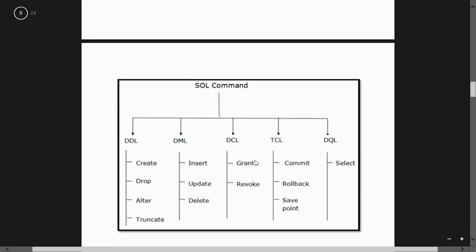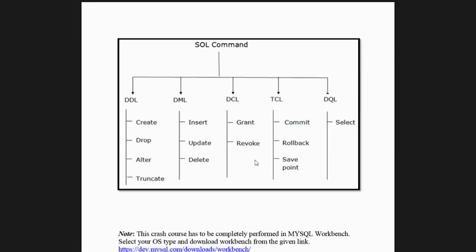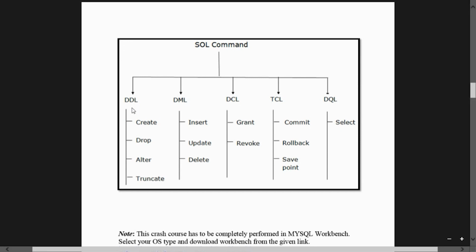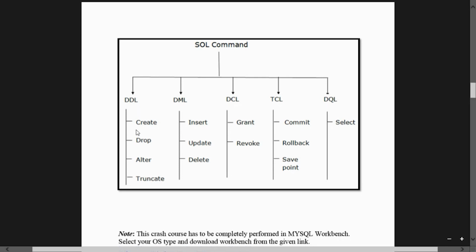So SQL, which is the structured query language, contains 5 types of commands. The first is the DDL, which is the data definition language. From the name only you can understand that it is used to define something. And what will we be defining? We will be simply defining the tables. The commands in this language are used to define the structure of the table. The commands in this are create, drop, alter, truncate. We will be looking into these commands one by one soon.